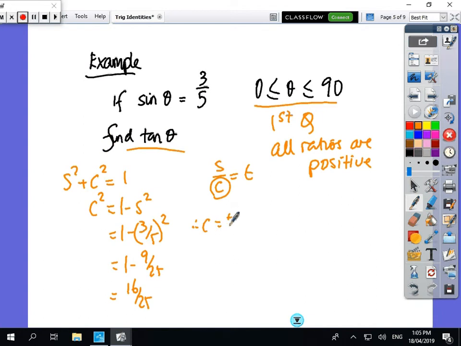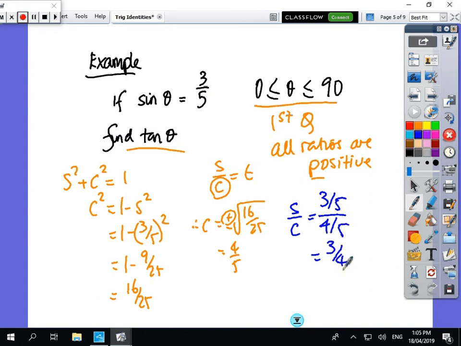So cos equals plus or minus the square root of 16/25, but we're positive, so we just take the plus. So it ends up being 4/5. So sine over cos, sine equals 3/5 divided by 4/5. And when you put that in the calculator, you get 3/4. So that means that tan equals 3/4.